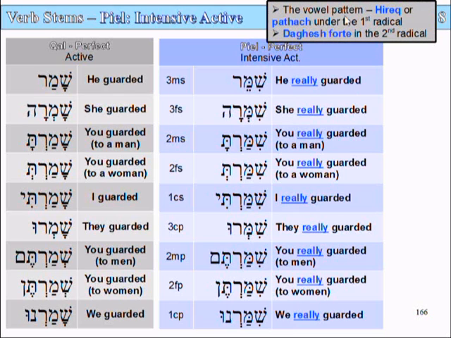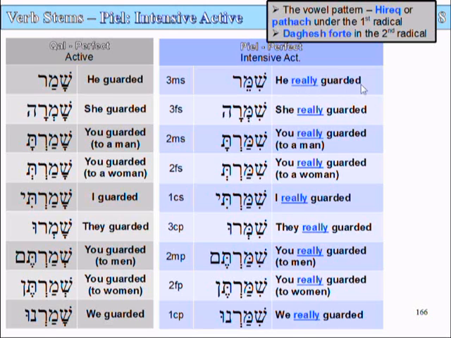So the vowel pattern, we have a hirik or patach under the first radical as opposed to patach here, and a dagesh forte in the second radical, so a hardening or doubling of the sound. Okay, so shamar, he guarded, becomes shimmer, he really guarded.